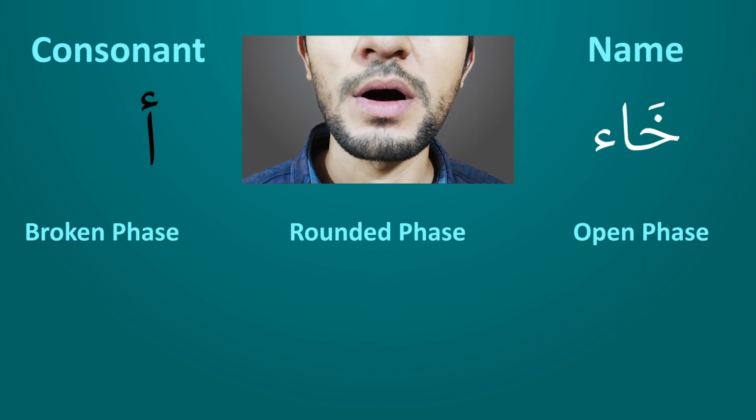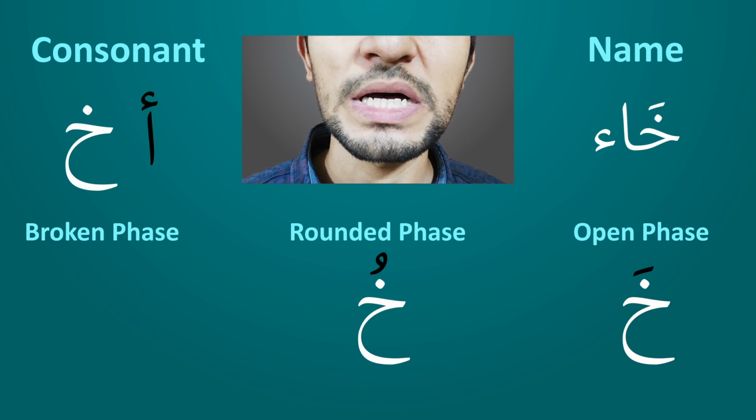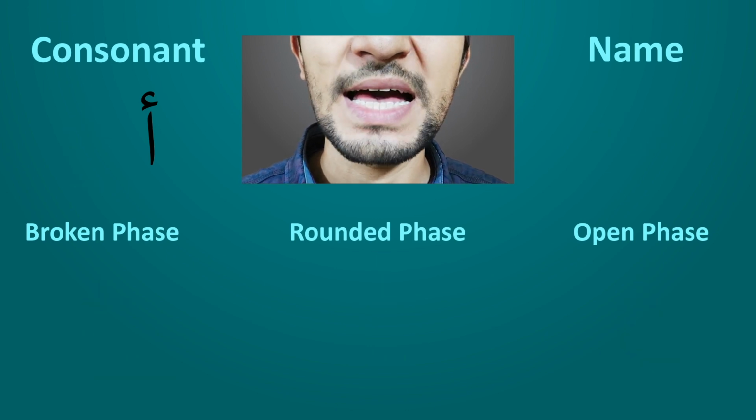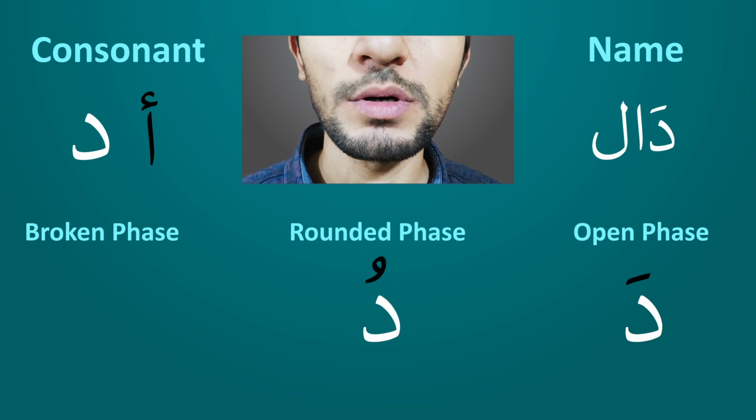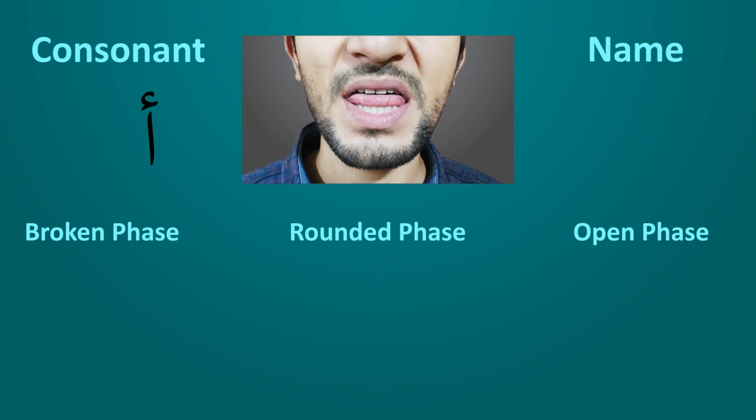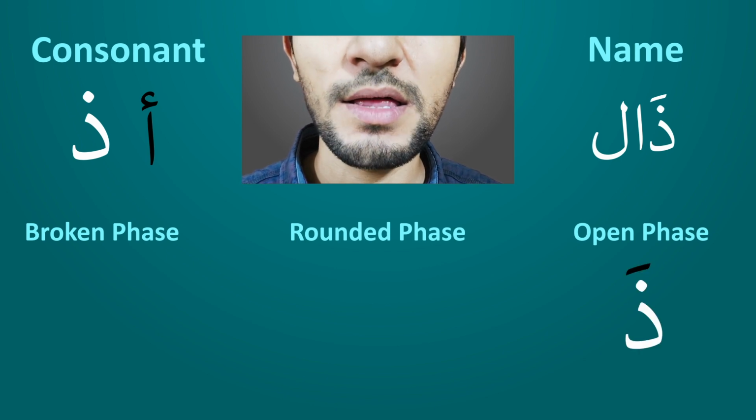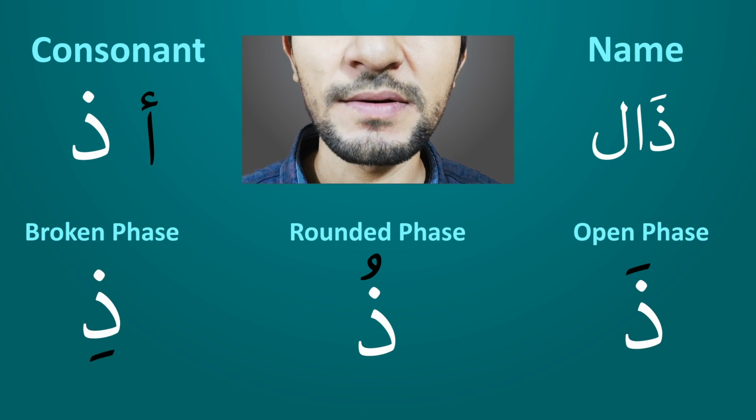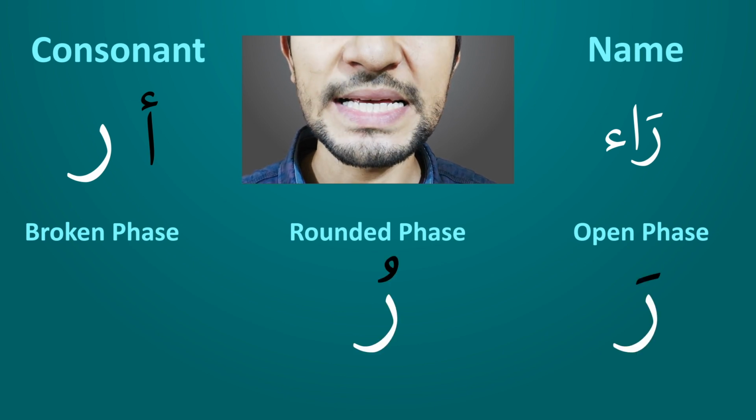Kha, Akh, Kh, Kha, Khu, Khi. Dal, Ad, D, Da, Du, Di. Dhal, Adh, Dh, Dha, Dhu, Dhi. Ra, Ar, R, Ra, Ru, Ri.